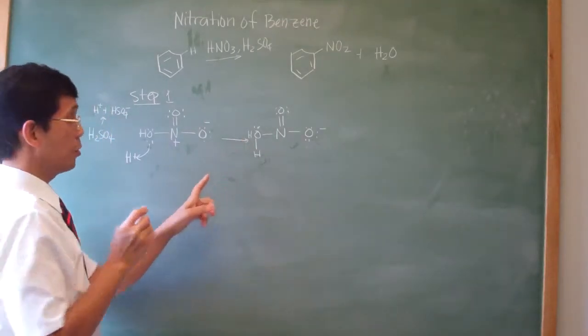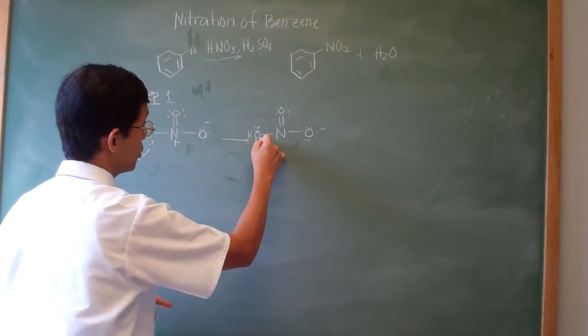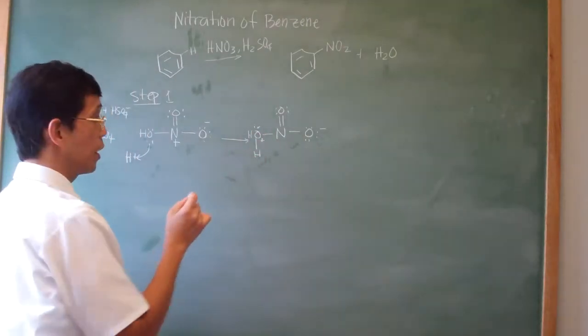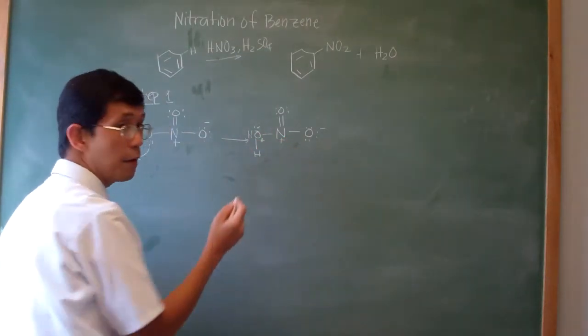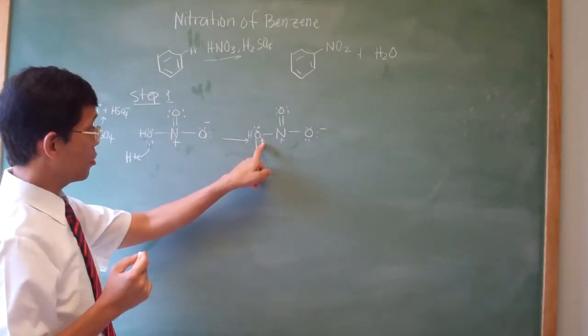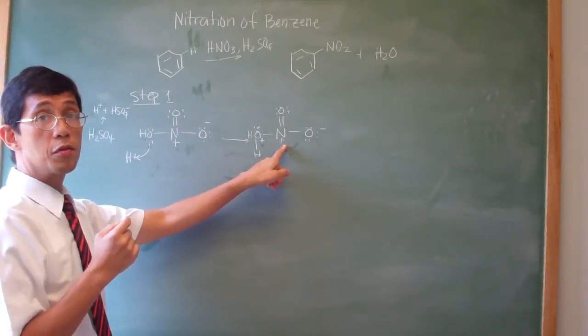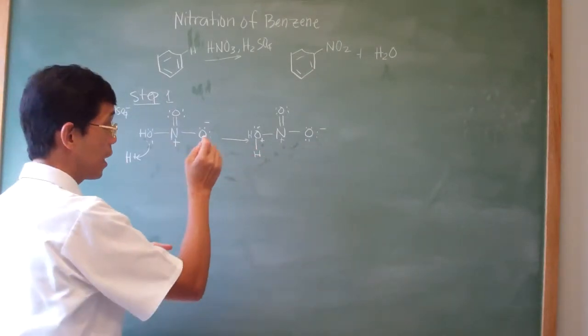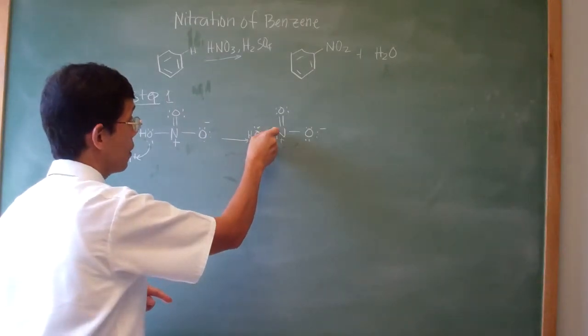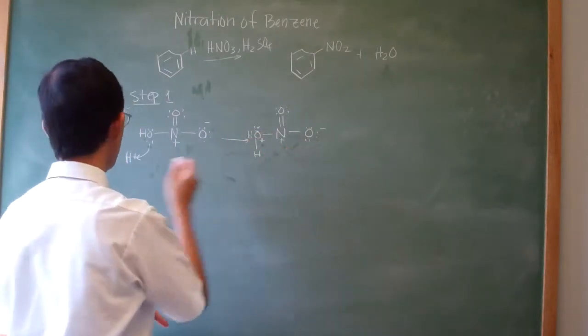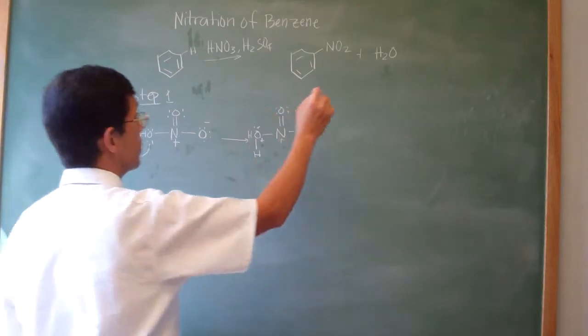If you do the formal charges, you have a plus charge on that oxygen, and of course you have a plus charge on that nitrogen. So you have a plus charge right next to a plus charge. Very, very unstable. So what happens is this here. Alright, so this is step 1. Step 2.